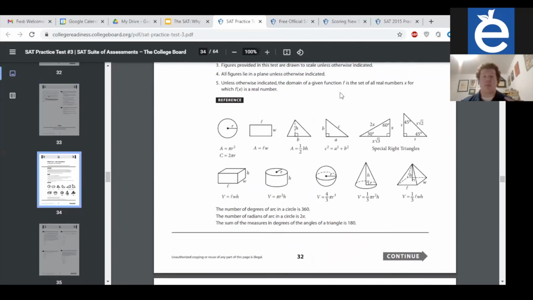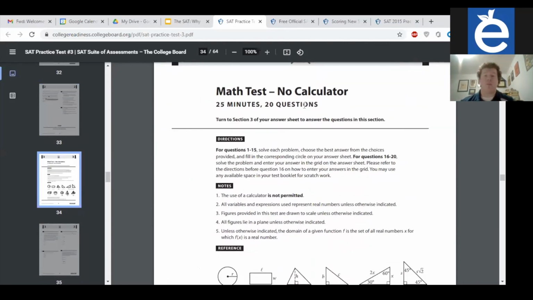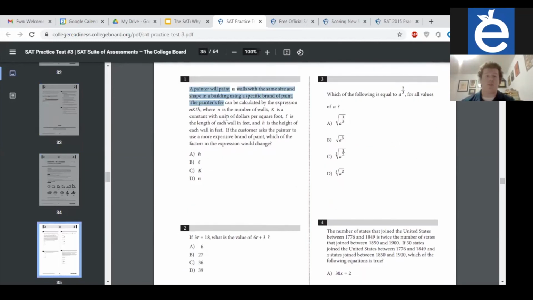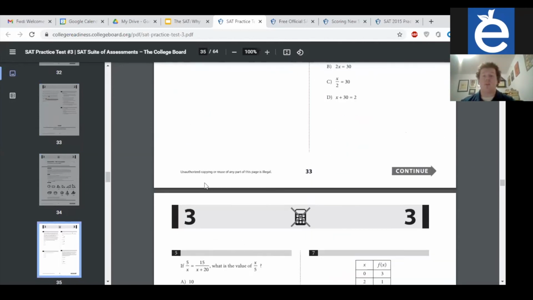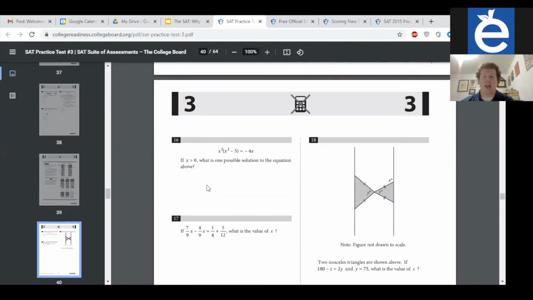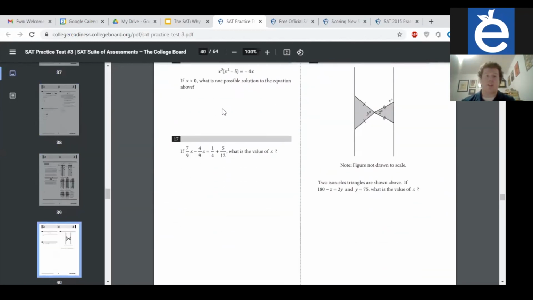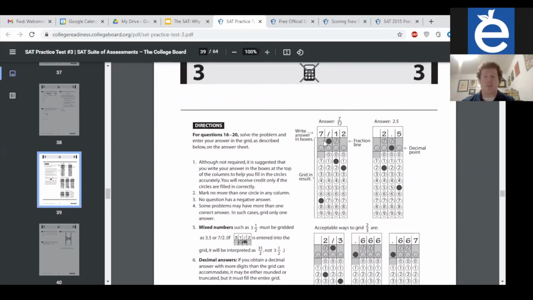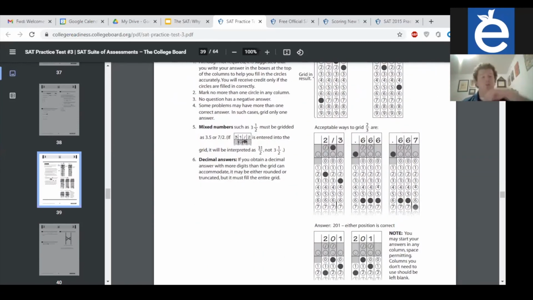On the math portion, let's start with no calculator. 25 minutes, 20 questions. So one thing I want to discuss is that these multiple choice questions, this is what you're going to see for the first 15. And then the last 5, you're going to have this. We can see there's no answers here. There's nothing for us to choose from because we have to plug the answers in kind of like this. You have to bubble them in. So 7/12, so you have to bubble 7/12.